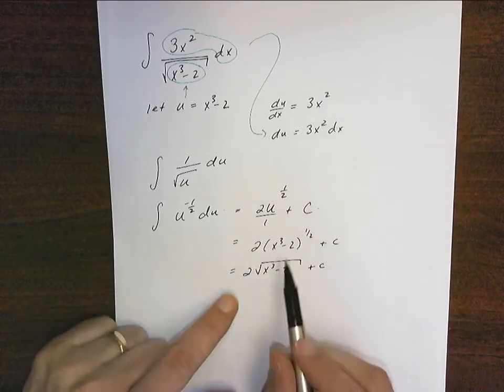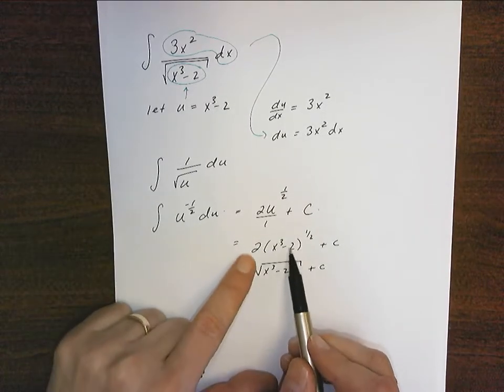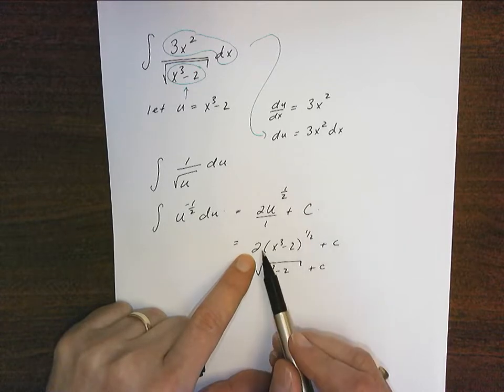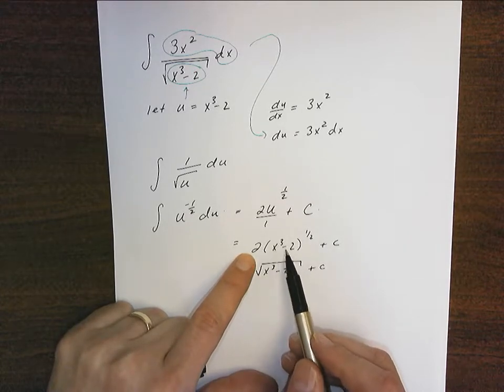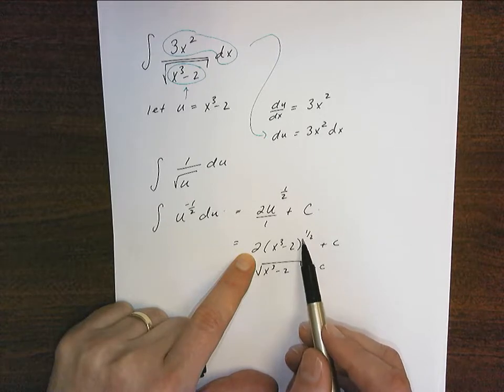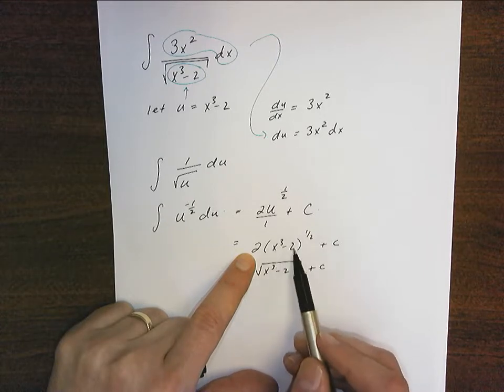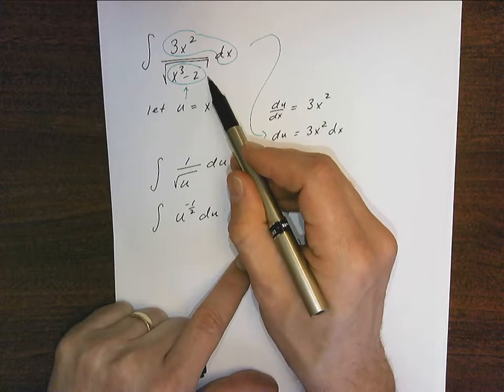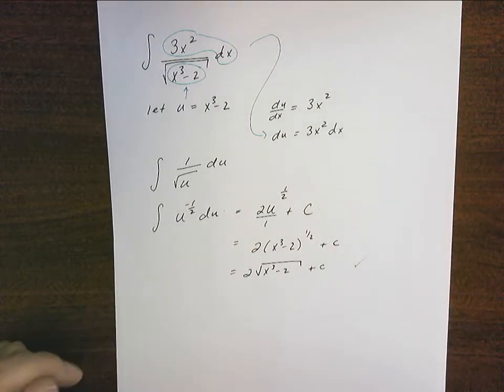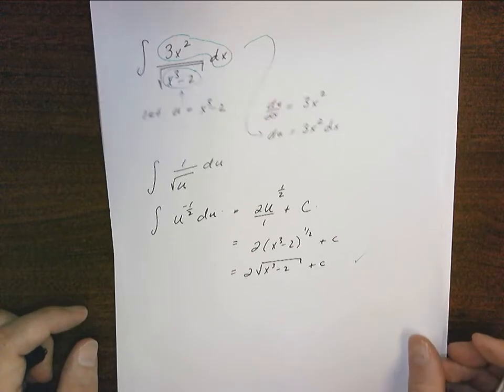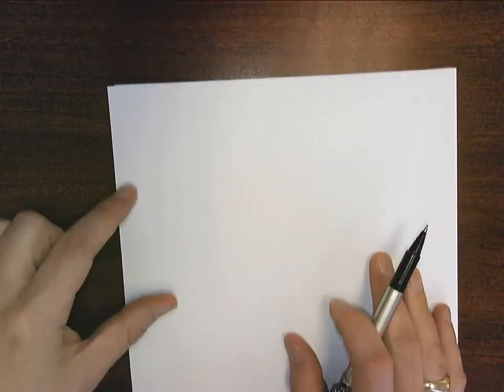Let's see if that works. Let's take the derivative of this. This is the easy form to take the derivative. The 1/2 will come down and cancel out with this 2, leaving me with x cubed minus 2 to the negative 1/2 times 3x squared. And notice, that's what we had. So it works. Yay! Let's take a look at another example. We're having so much fun.